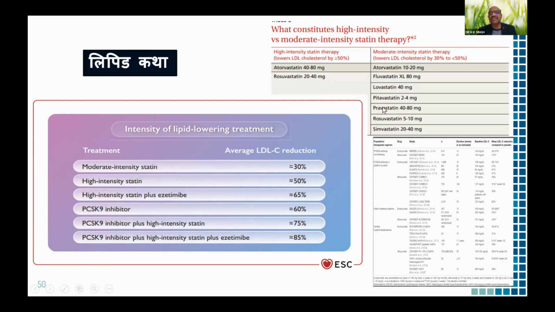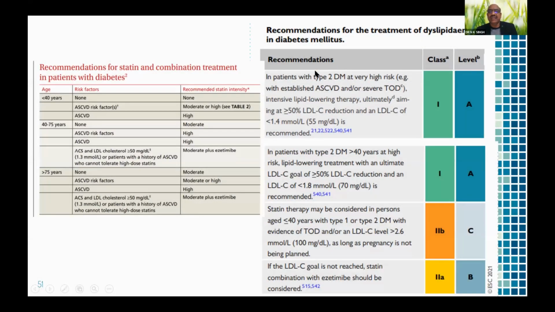If you ask what is the moderate intensity statin therapy, that is atorvastatin 10 to 20 and rosuvastatin 5 to 10, and high intensity is rosuvastatin 20 to 40 and atorvastatin 40 to 80. So this should be quite clear, and things are quite clear today. How to proceed for that?